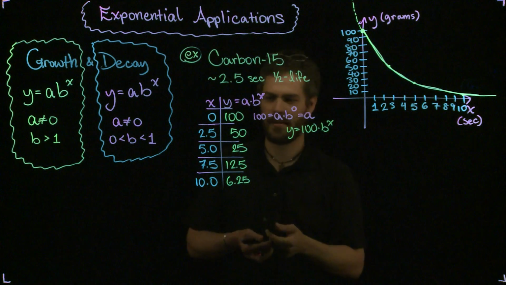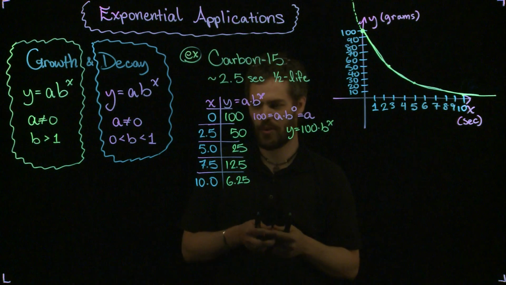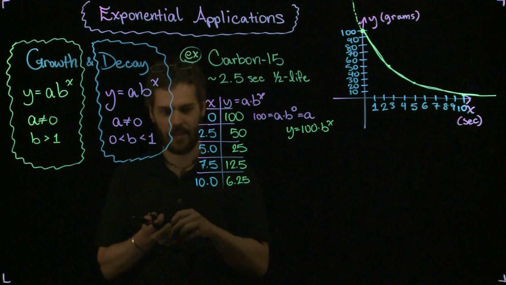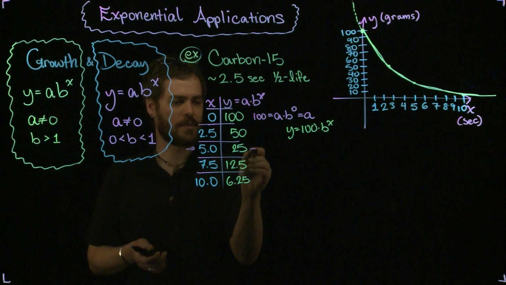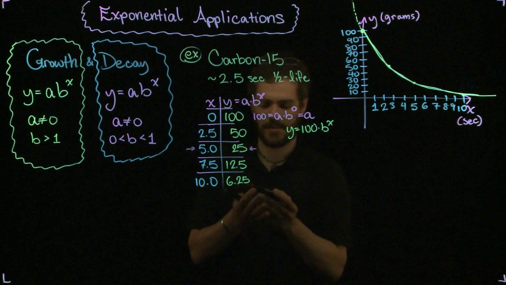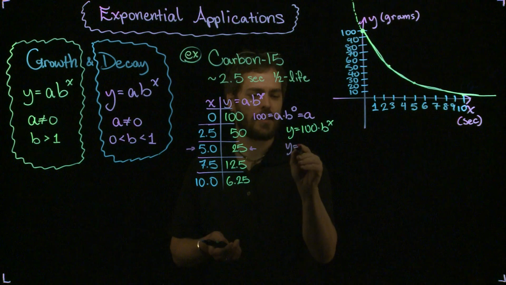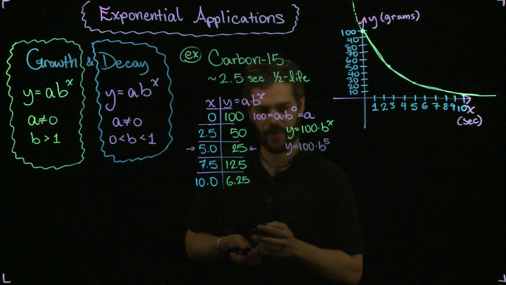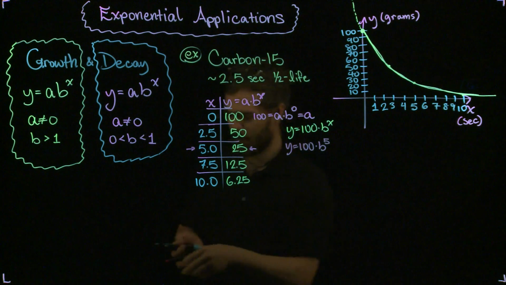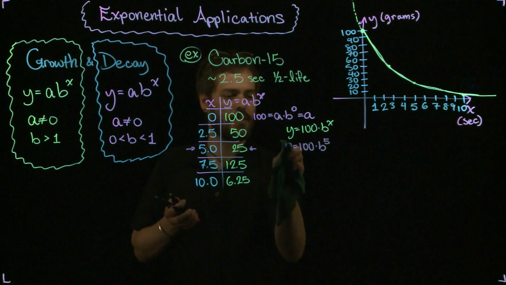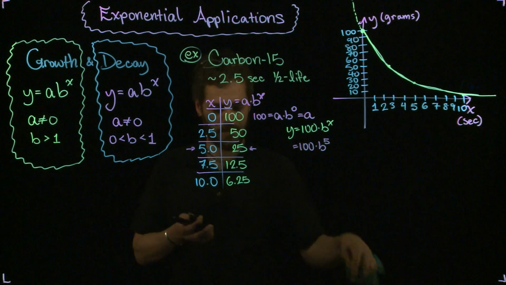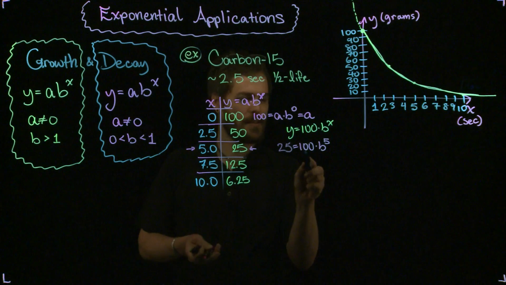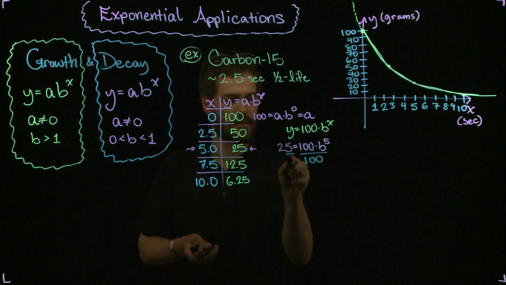Now, how do I find the b? Just stick in some other point, some other information that we have. How about this guy? Pick one with a nice round number, 5. This would give me y equals 100 times b to the 5th power. And I don't want my y there. I want to plug in the y value of 25 to match with my x value, and then go from there to find b. So let's divide both sides by 100.